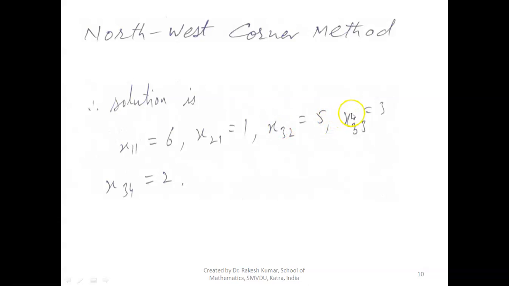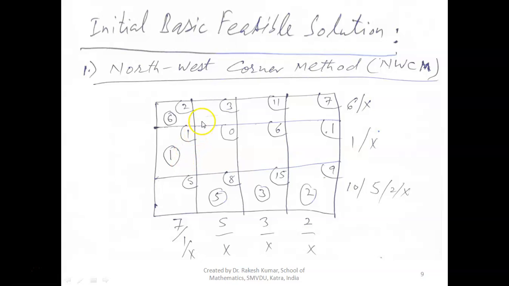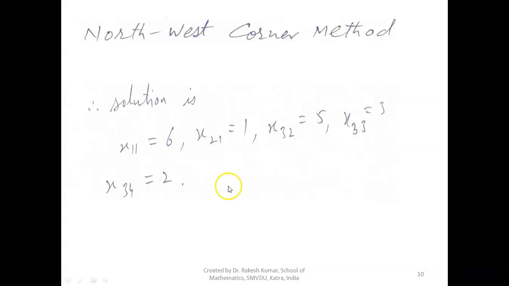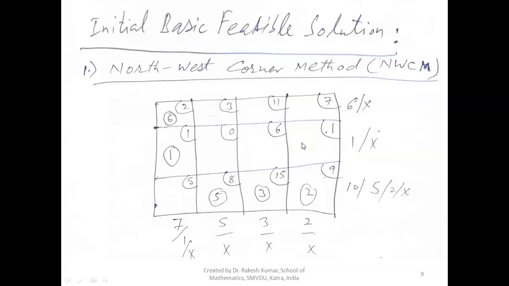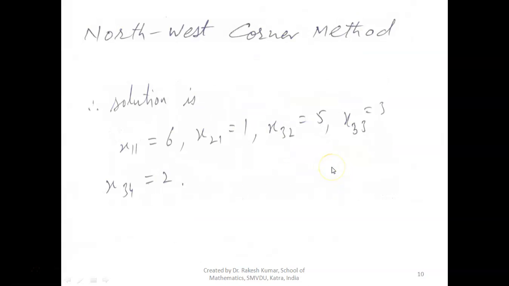The initial solution obtained using this northwest corner rule is x1 = 6, x2 = 1, x32 = 5, x33 = 6, and x34 = 2. That is this one. And we can also compute the transportation cost involved by just summing these products: 6 into 2 plus 1 into 1 plus 8 into 5 plus 15 into 3 plus 2 into 9.